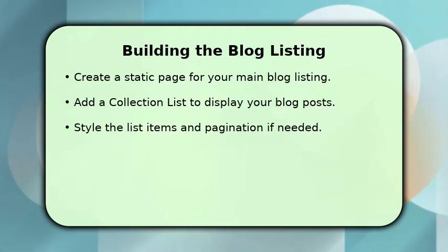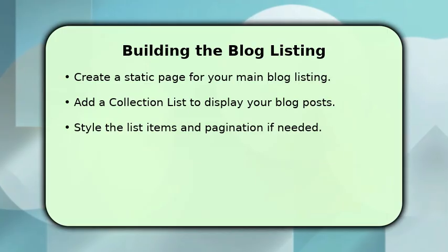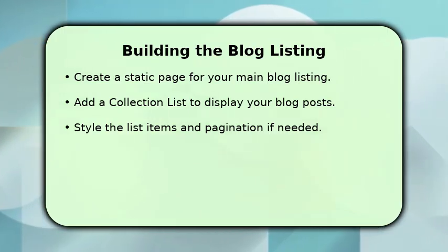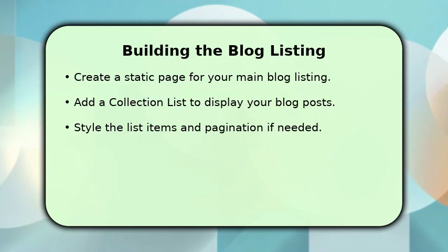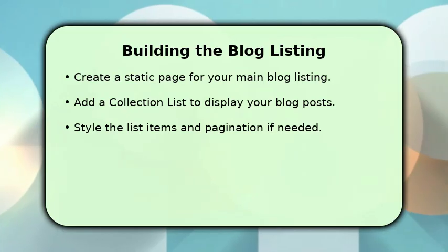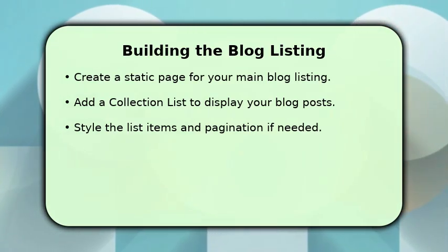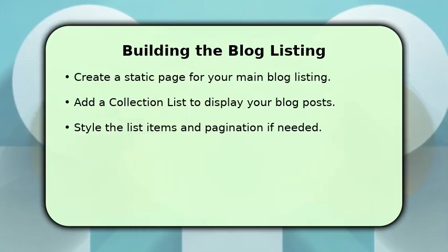Now we'll build the main blog page where all your posts will be listed. Create a new static page and add a collection list element. Link this list to your blog post's CMS collection. Design each list item to show a title, a summary, and a featured image. You can also add pagination to manage many posts, making navigation simple for your readers.